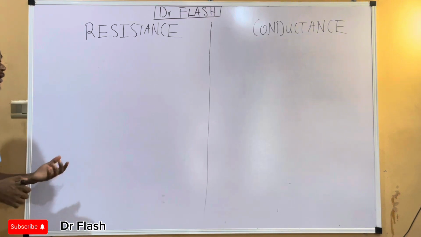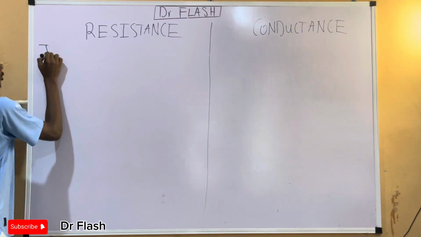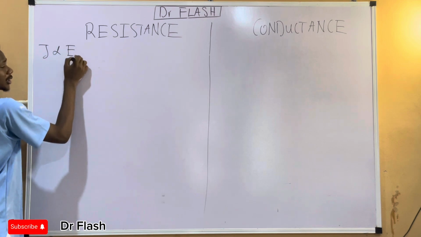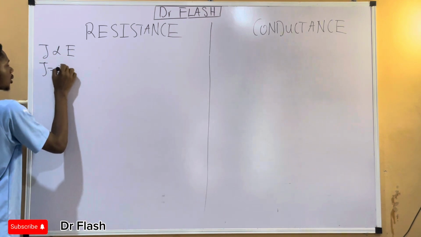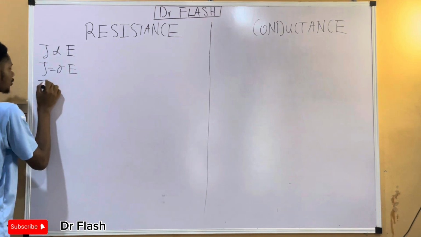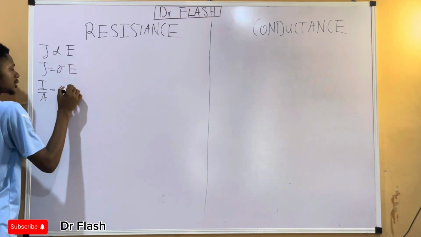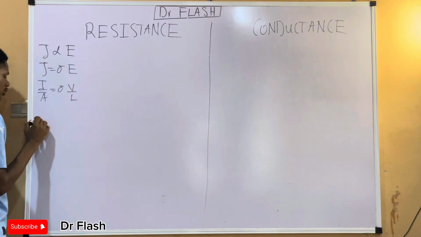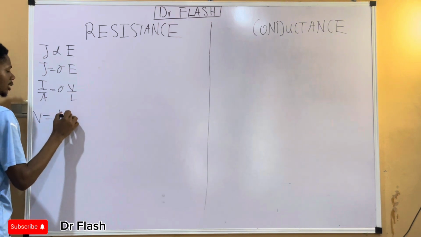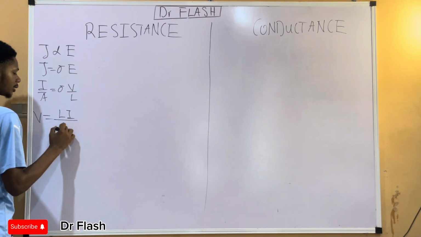I'm going to go straight and write on the board. Okay, we say that the current density is directly proportional to the electric field, which then gives us conductivity times E, of which J is I over A, and this is equal to sigma times E, which is V over L. Making V the subject, we get V is equal to L times I over A times sigma.